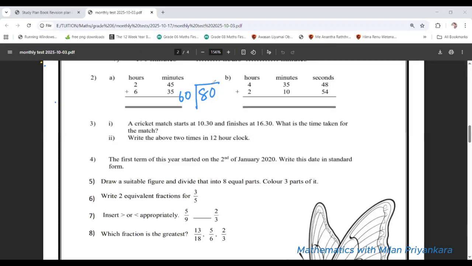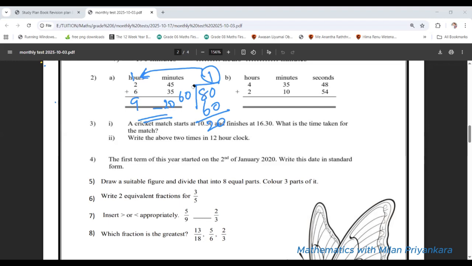Okay, let's see how many 60s. 1 into 60 is 60. You subtract this, you get 20. Now that means there are only 20 minutes here, and this 1 means an hour. That 1 goes here. Then 1 plus 2 is 3, 3 plus 6 is 9. Then your answer is 9 hours and 20 minutes.